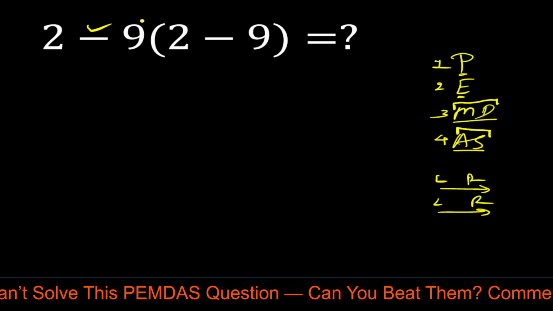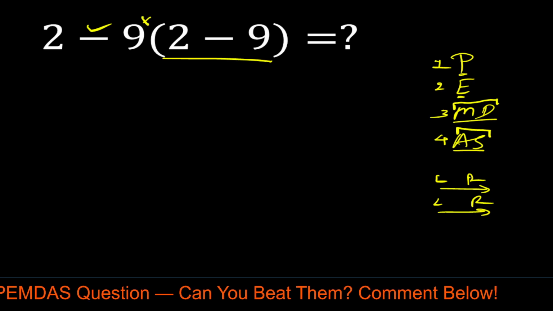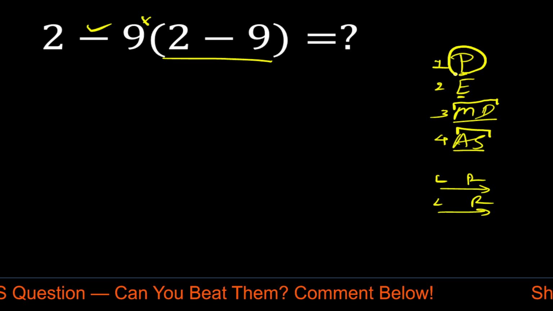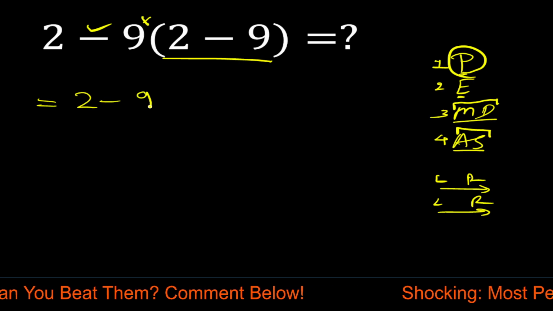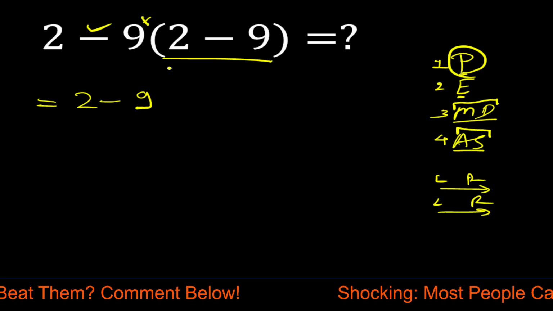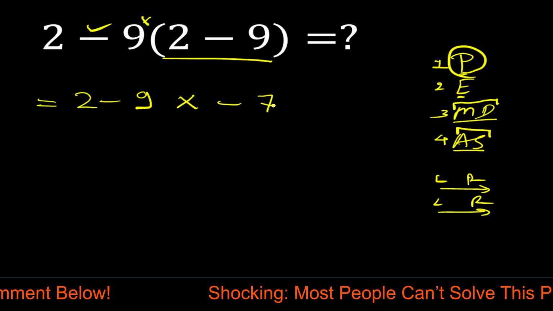So in this question, here we have subtraction, here multiplication, and here we have one parenthesis, right? So according to PEMDAS rule, first we have to solve parenthesis. So now 2 minus 9. Now solve this parenthesis. 2 minus 9 is equal to minus 7. So times minus 7, right?